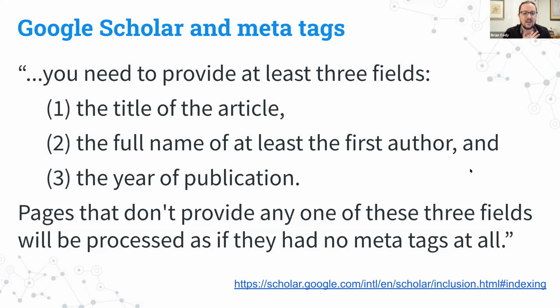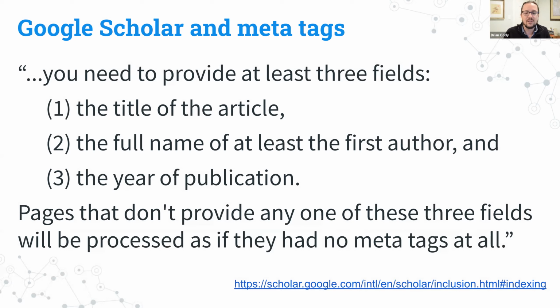If you're hosting content and you want to think about Google Scholar getting access, it's just a note. If you look at the inclusion guidelines, this bottom little sentence notes that if you don't have these 3 meta tags, they're going to act like you have none. So you might have tons of great metadata, but if you don't have the title, the full name of at least the first author, and the year of publication, Google Scholar is going to move on.